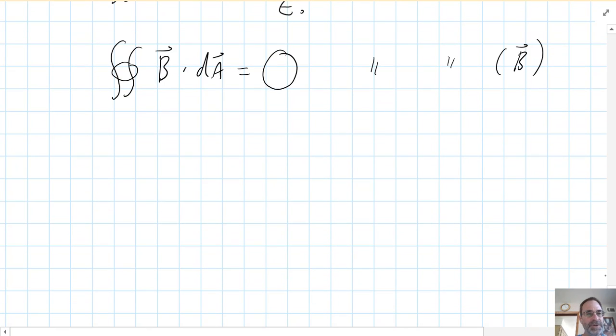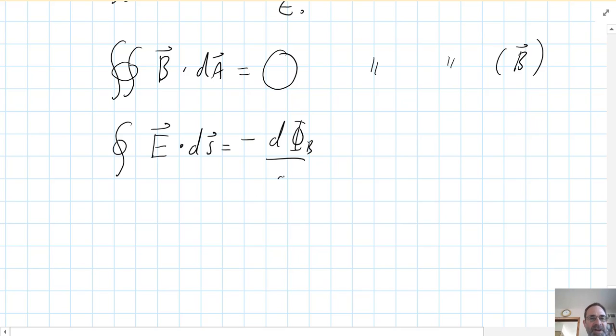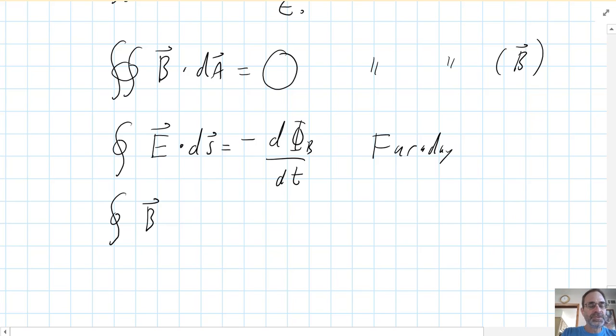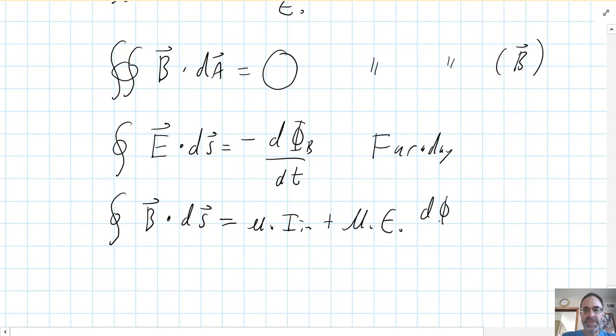The one from this chapter is Faraday's law, and that's the closed path integral of E dot ds equals negative d magnetic flux dt. And then finally, we have the analogous equation in magnetism, which is the closed loop integral of B dot ds, and that equals mu naught I enclosed plus mu naught epsilon naught d electric flux dt. This last one is called Ampere-Maxwell.